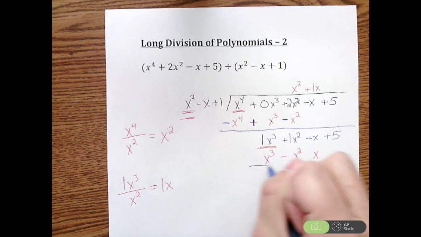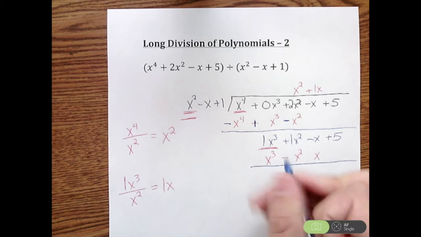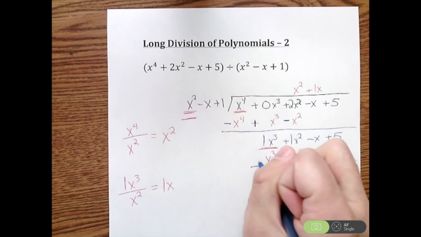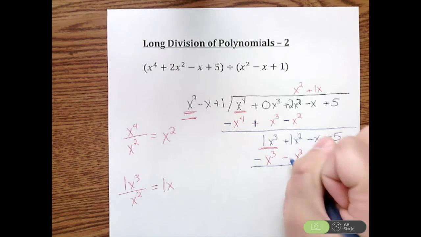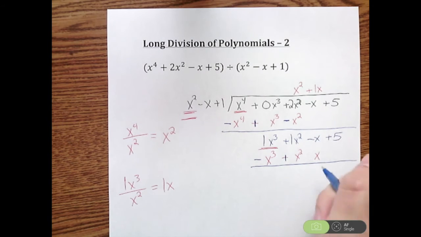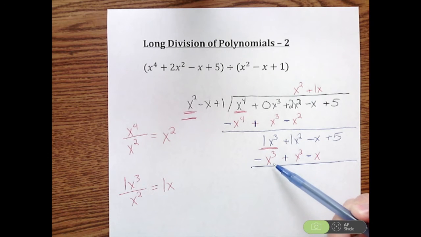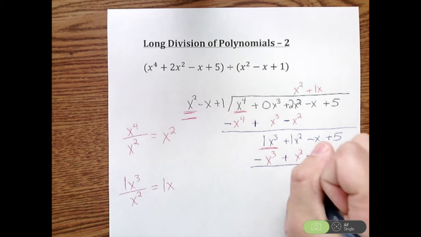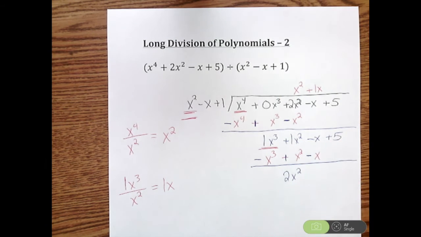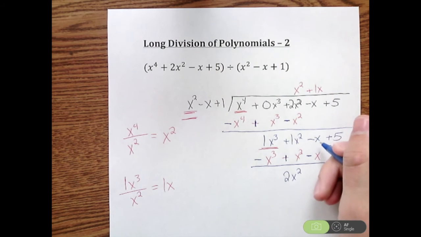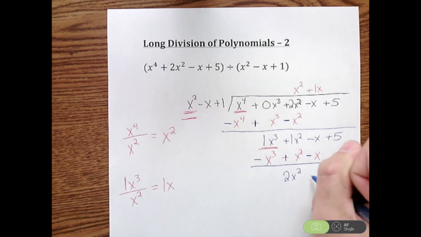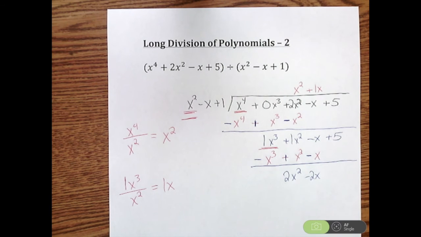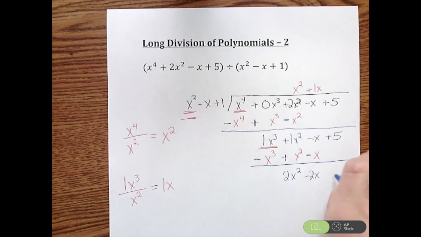We're going to subtract off what I just wrote down. So all pieces are being subtracted, so all signs are going to change. This now becomes negative. This is now positive. This is now negative. X cubed minus x cubed, that's 0. X squared plus x squared is 2x squared. And negative x minus x, negative 2x. And that 5 is just going to come down.